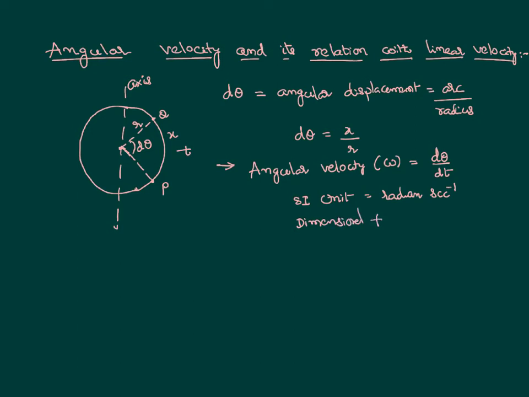Dimensional formula is a representation of a physical quantity in terms of fundamental quantities of SI system. D theta is not having any dimensions. The time is the only physical quantity having dimensions. So its dimensional formula is T inverse. No mass component, no length component. It's only having a time component.